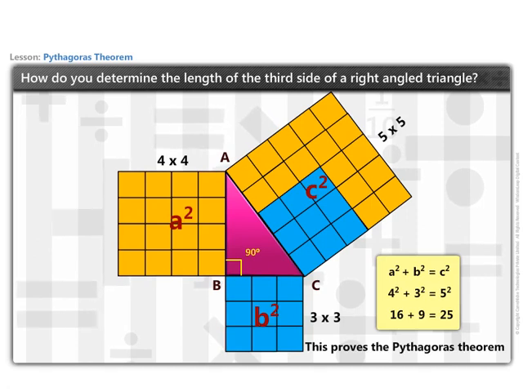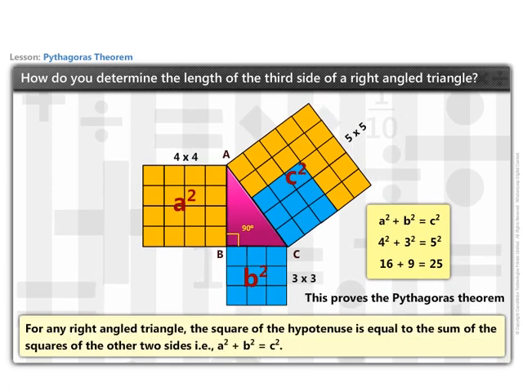There are many versions of the proof of the Pythagorean theorem. We shall now prove this theorem by applying the properties of similar triangles. For any right-angled triangle, the square of the hypotenuse is equal to the sum of the squares of the other two sides. That is, a square plus b square is equal to c square.